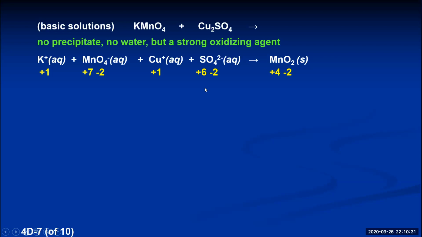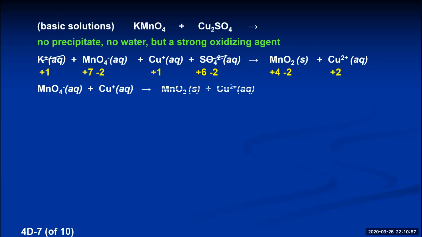Let's verify it's not something else either. Sulfur has 6 valence electrons. Its highest possible oxidation state is +6, and it's already in the +6 state, so it can't go any higher. So from deduction, copper is the only one whose charge can go up, so the copper will go up from +1 to +2. So our potassium ions and our sulfate ions are the spectators, so it's the permanganate reacting with the copper 1 to form manganese 4 oxide and copper 2 ions.